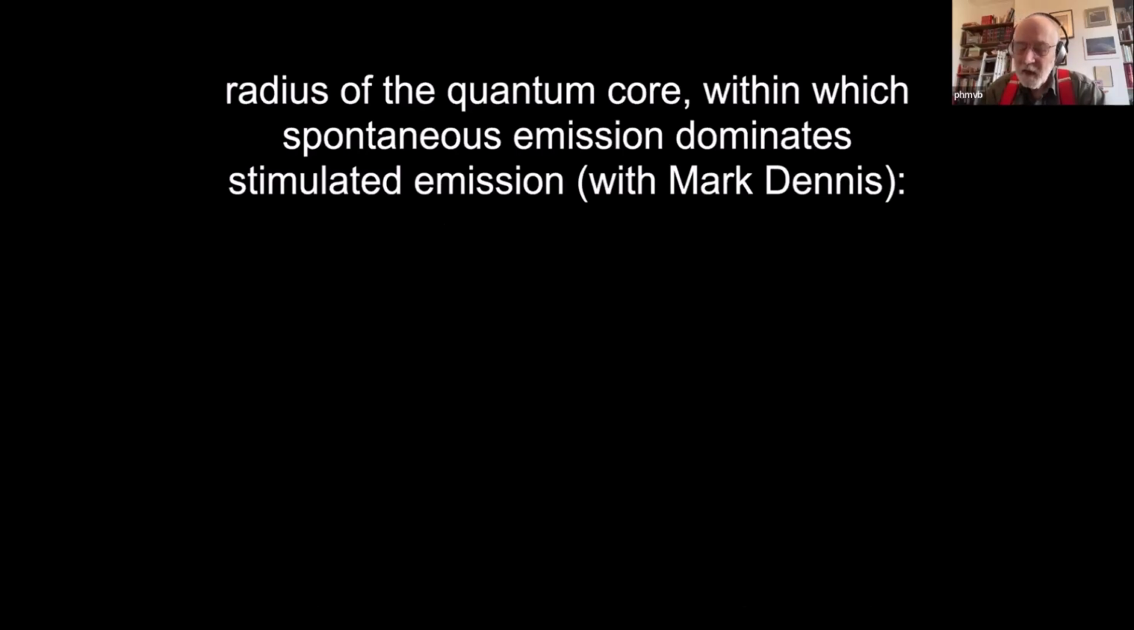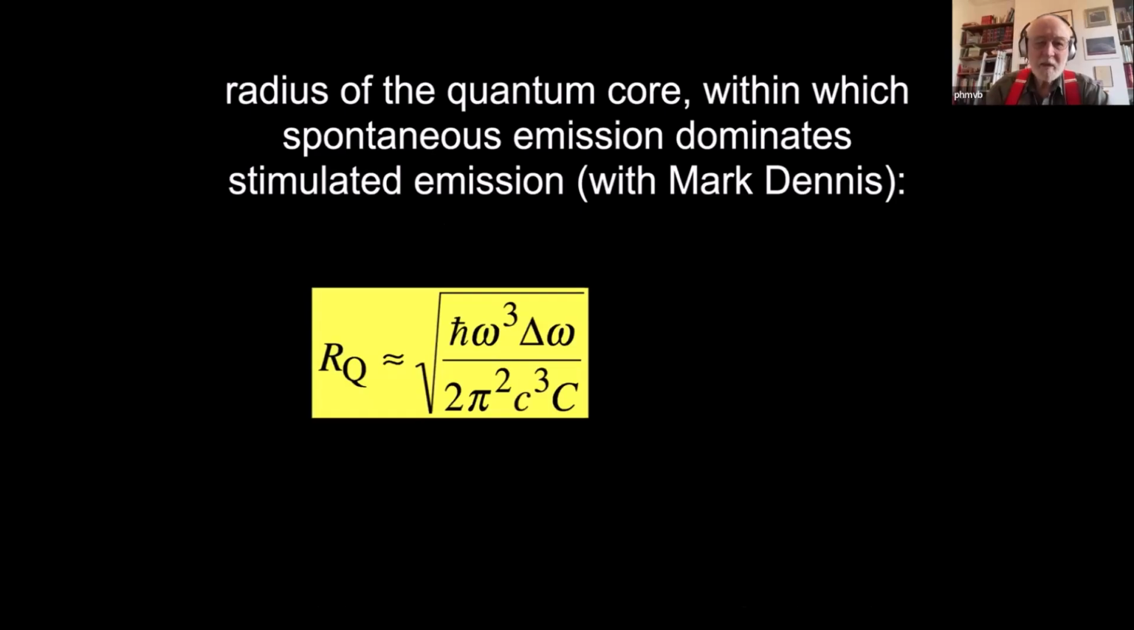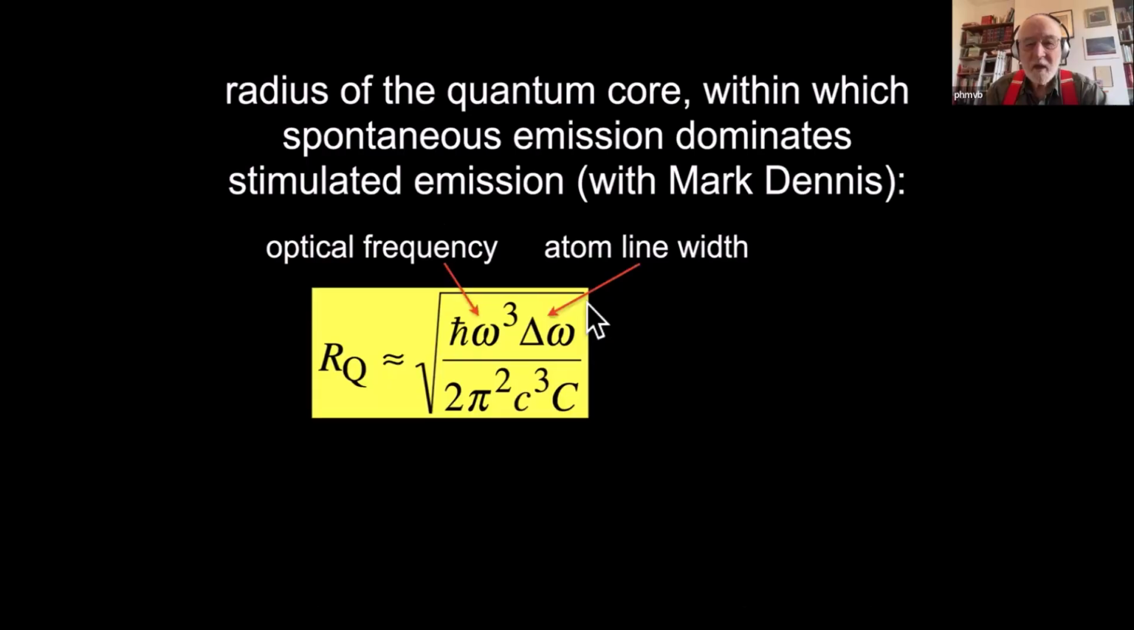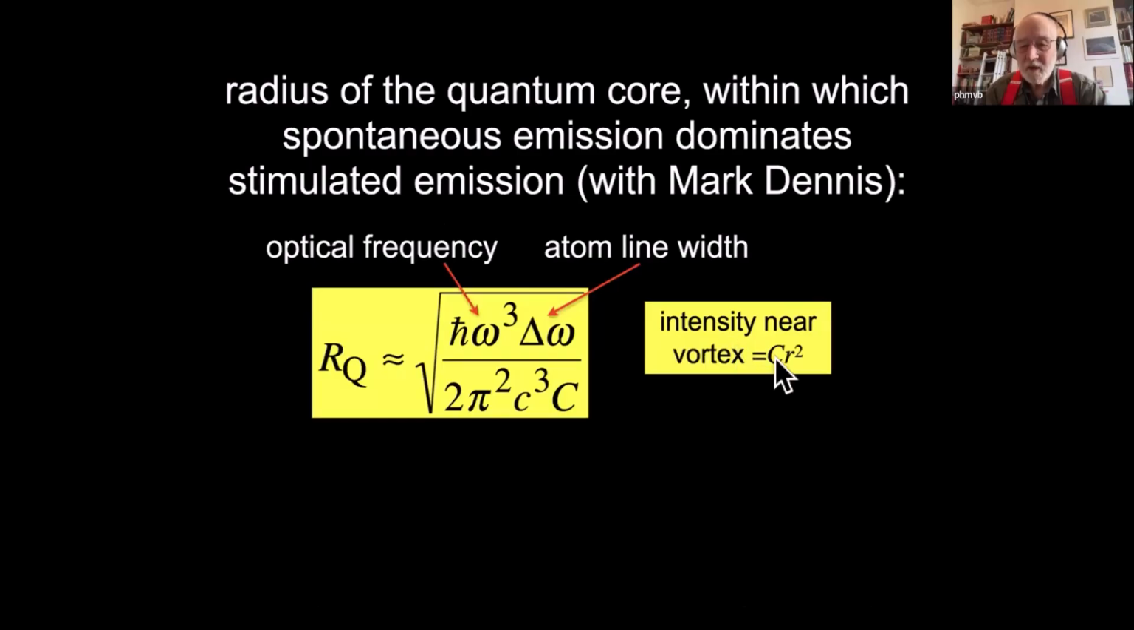Again, for decades I had wondered about how quantum optics would smooth out the singularities following the two examples I've already given you. And when Mark came, this became clear. And here it is, the radius of the quantum core. So what's this? There's the frequency of the light, the line width of the atom you're using to detect it, and the intensity near a vortex. It's quadratic, of course. The wave varies linearly, but the intensity is quadratic.